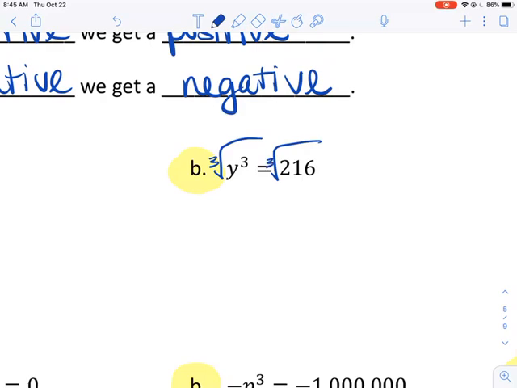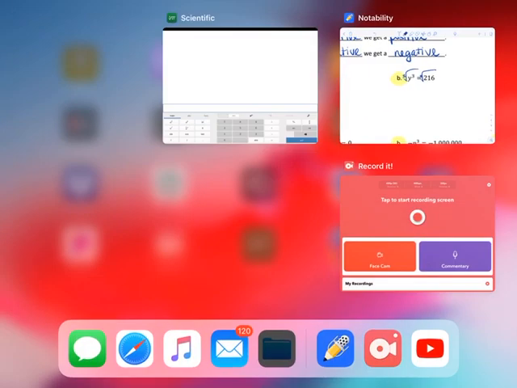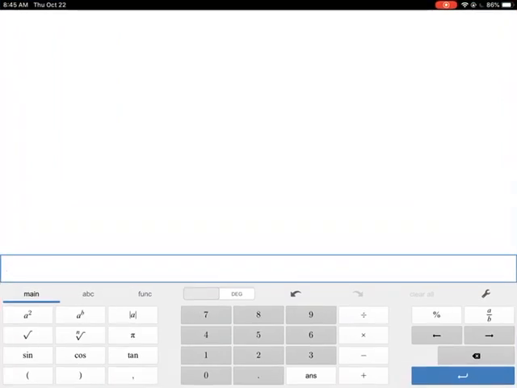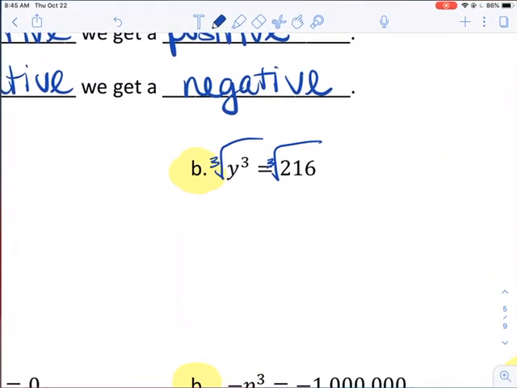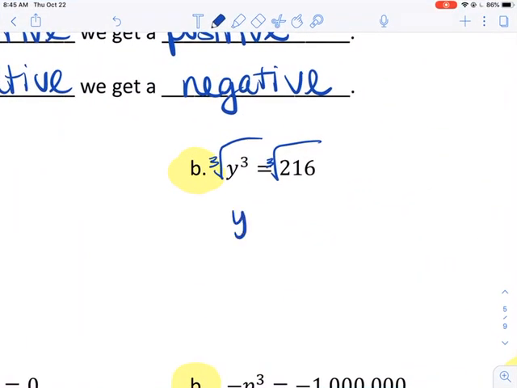This is not one of the first 5 perfect cubes, so I'm going to go ahead and check this out. Be careful not to use this button, because that says it's 14.69, blah, blah, blah. Make sure that you find where the cube root is. You might have to research where that is on your calculator. And this says the cube root of 216 is 6. So I get y equals, because those were inverses, 6.